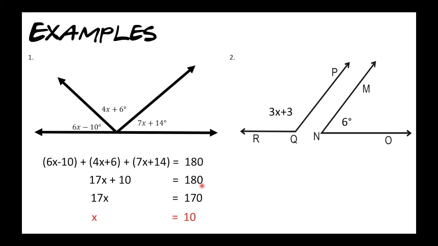Now on to the second example. The answer will be revealed in 3, 2, 1. From this figure, we can see that line PQ and line MN are parallel. When we put these two angles together, they form a straight line RQO. Thus, these angles add up to 180. When we solve for the variable, we get that x equals 57.